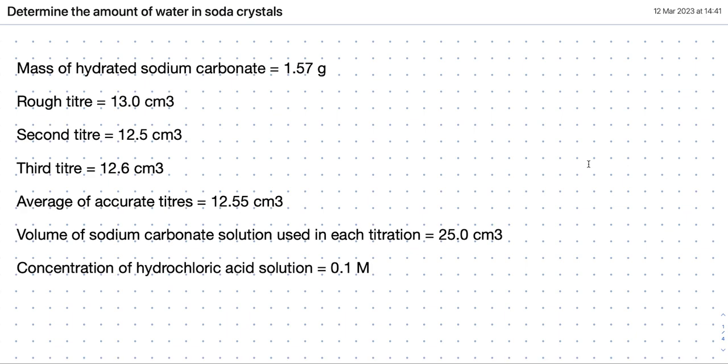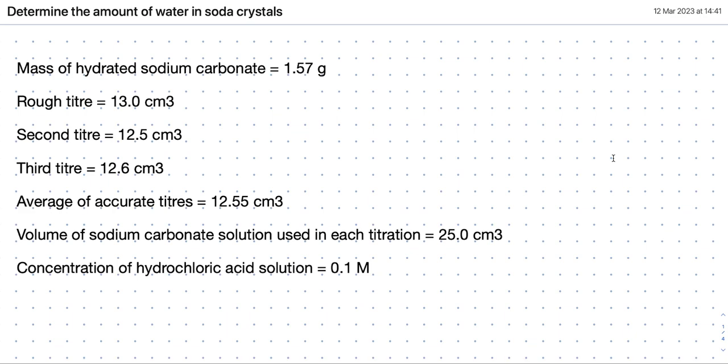In this video, we're going to take a look at the calculation to determine the amount of water in soda crystals. So for this experiment, we would have titrated a standardized solution of hydrochloric acid with a solution made up of our soda crystals. So the first thing that we would like to find out from all of this information that we've gathered from our experiment is how many moles of our HCl have we used.